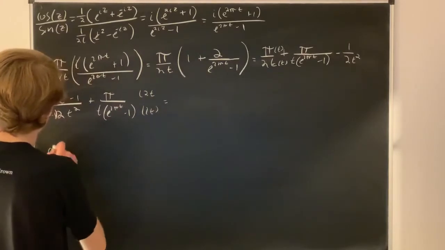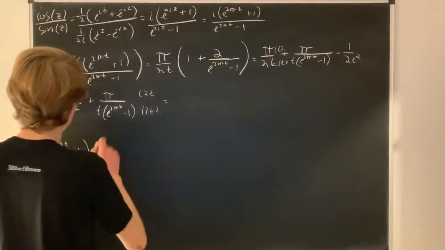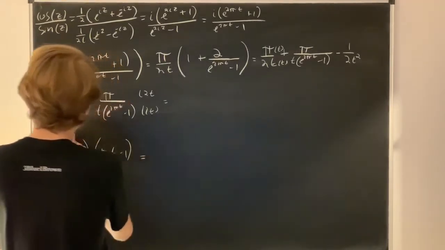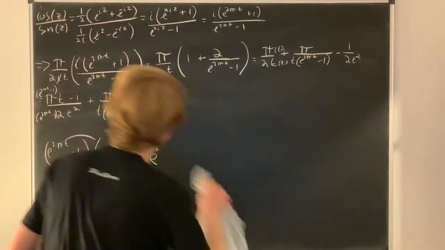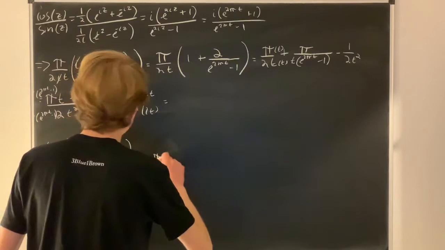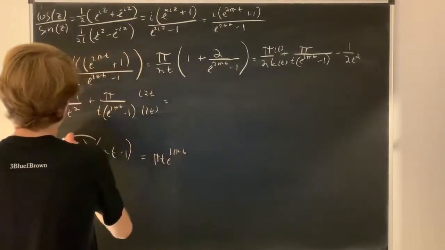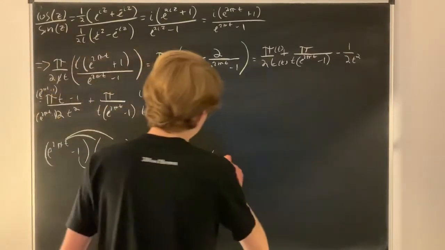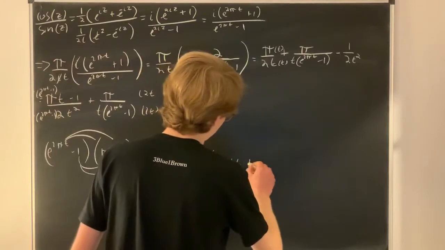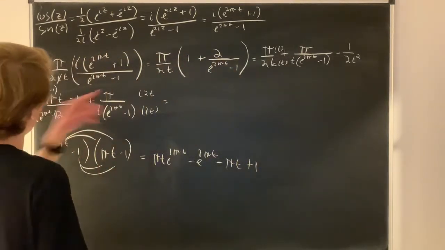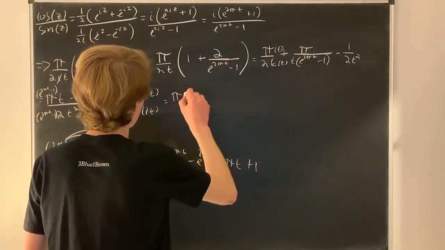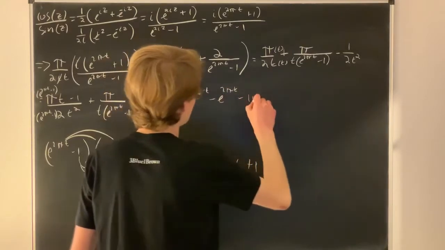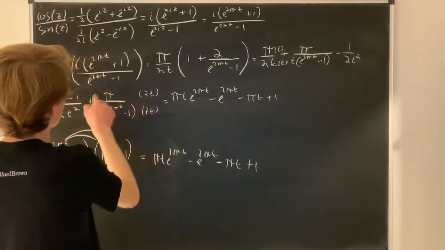And this quantity right there, e to the 2 pi t minus 1 times pi t minus 1, well, this is going to give us FOIL, right? So e to the 2 pi t, e to the 2 pi t minus e to the 2 pi t minus pi t plus 1. Just writing that out so it's clear to see. So this is going to give us pi t e to the 2 pi t minus e to the 2 pi t minus pi t plus 1. And then don't forget about this plus 2 pi t.